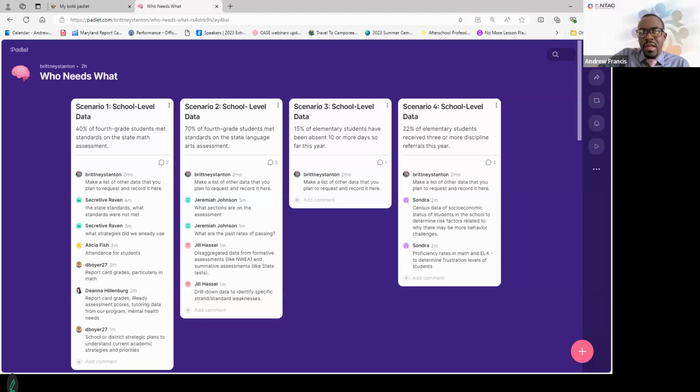Awesome. So I'm going to throw to you now, Shaz, to continue to talk about the next two data types and the conversation about who needs what data and how we collect that and include it in our needs assessment.